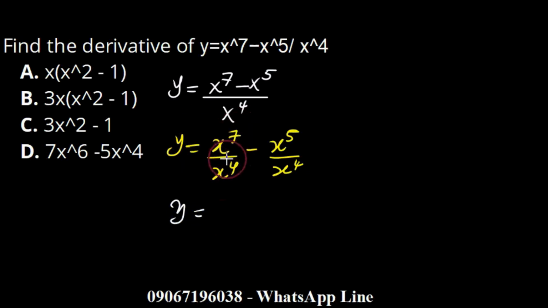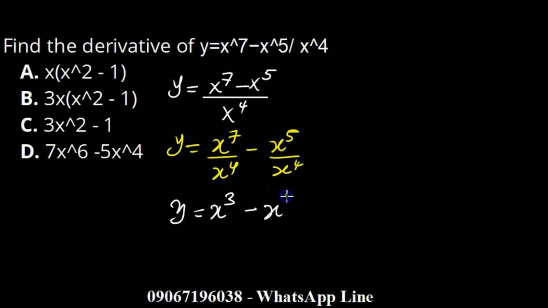So if we go further from there, here we can apply indices. This is going to give us x to the power 3, because 7 minus 4 is 3. Same base, different powers, so you just take one of the base and subtract the powers. Division is subtraction. 7 minus 4 is 3, minus, same base, we take one of the base and subtract the powers, 5 minus 4, this is going to give us x to the power 1.